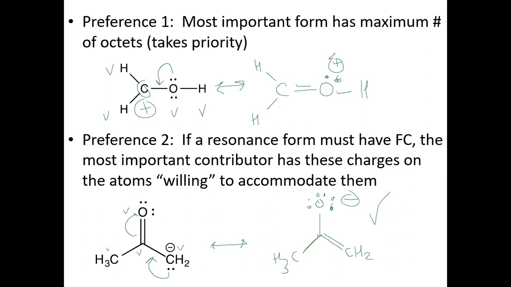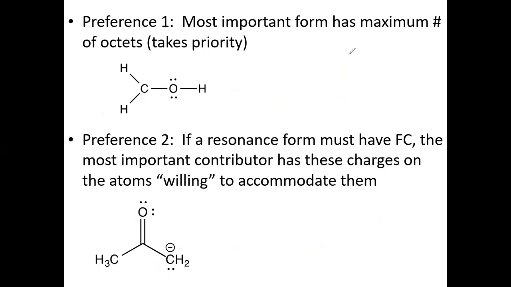I'm going to hit clear. Take a look at it. So remember, when you're doing preferences, full octets take priority. If you have to have a formal charge, you want to put the negative on the most electronegative atom, and you want to put the positive on the least electronegative atom, right? You can have a plus, you can have a minus. So this is important.